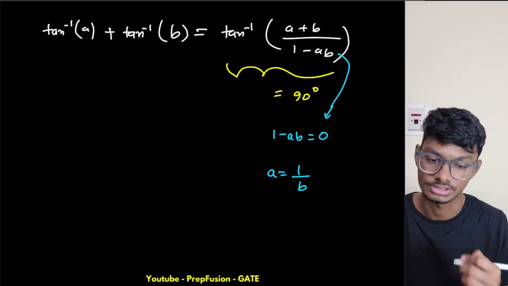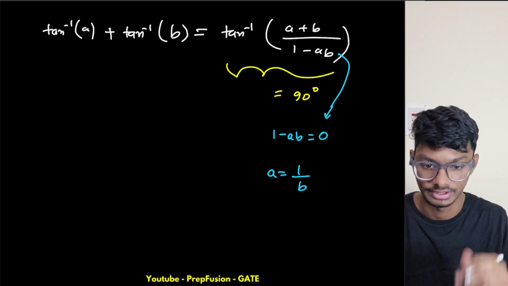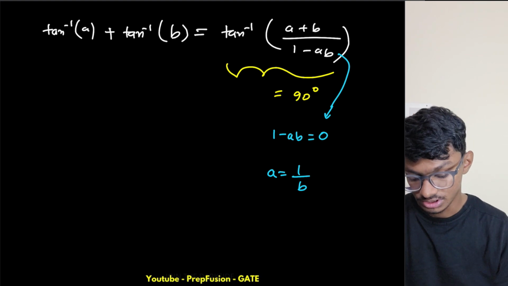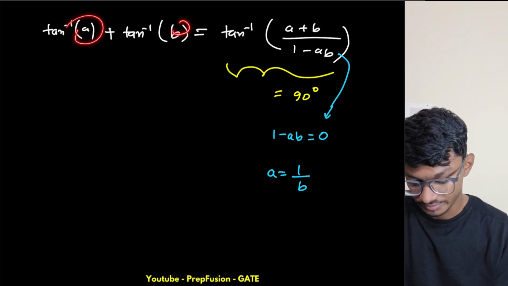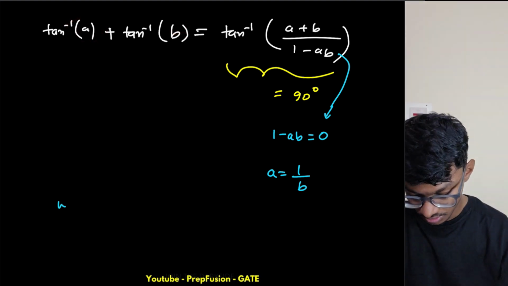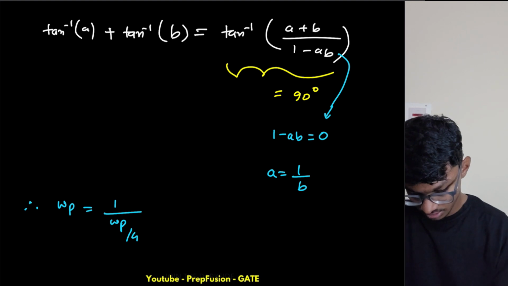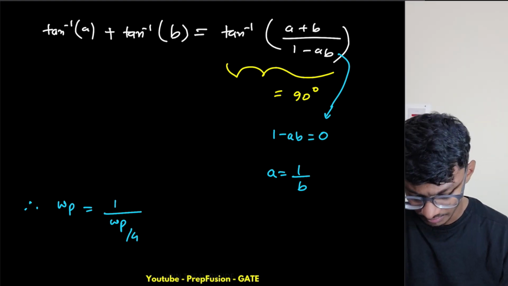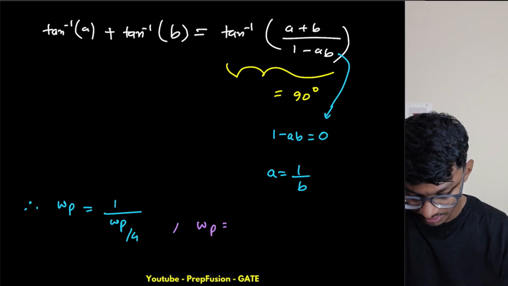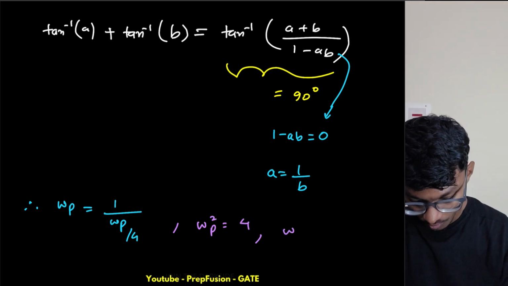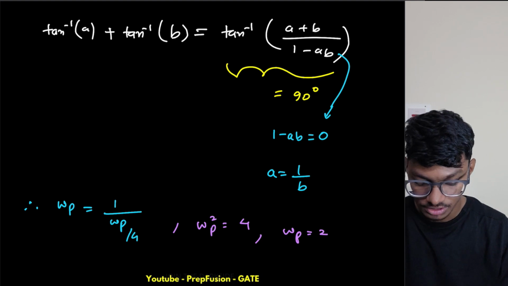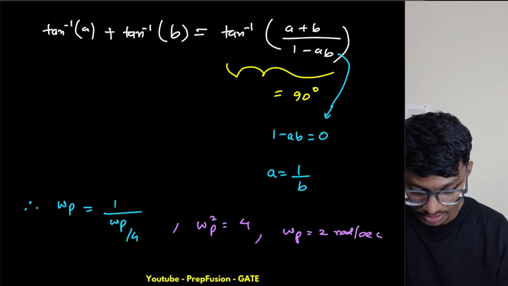So a equals 1 by b. From here you can understand the 1 over x and x formula we get. So basically a equals 1 over b, hence my omega P should be equal to 1 over omega P by 4. From here we can simply find the omega P value. Obviously we'll ignore the negative solution. Omega P square equals 4, so omega P equals 2. So omega P and omega G both are the same.